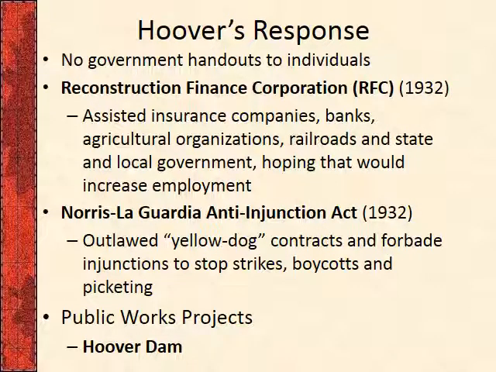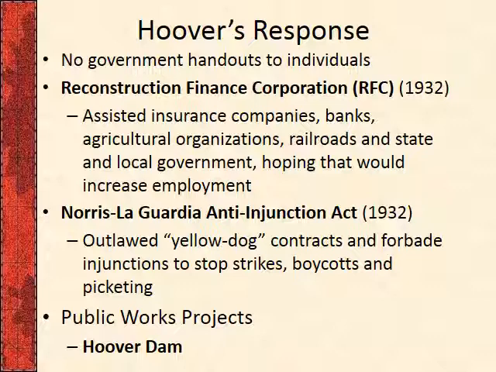What was Hoover's response to the Great Depression? Remember, he was a rugged individualist. He was a self-made millionaire, and so he was against government handouts to individuals. What he wanted to do is something called trickle-down economics, later called Reaganomics, and he tried to assist the big dogs with the hope that the money would trickle down and help the individual workers.